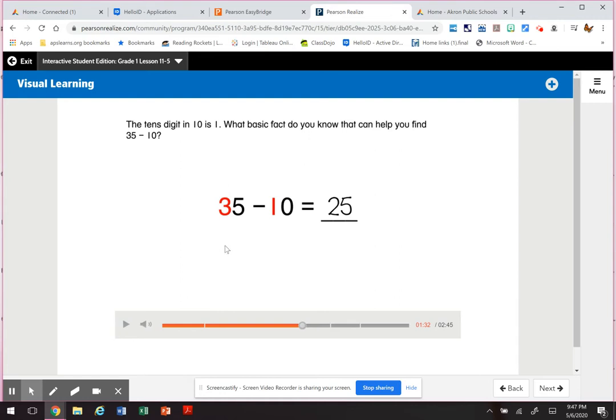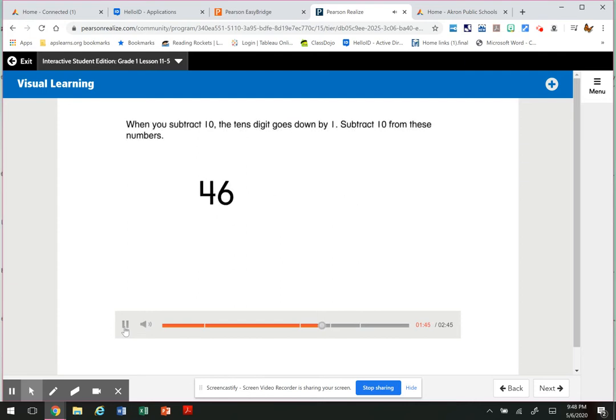When we look at these numbers, we have 35 take away 10. We look at the digit in the tens column. Here we have a 3, and over here in the tens column, we have a 1. We know 3 minus 1 equals 2. You can use the basic fact 3 minus 1 equals 2. So 35 minus 10 equals 25. When you subtract 10, the tens digit goes down by 1.